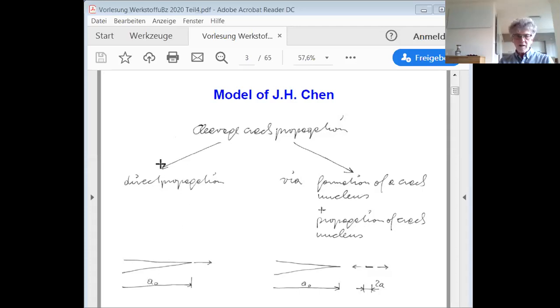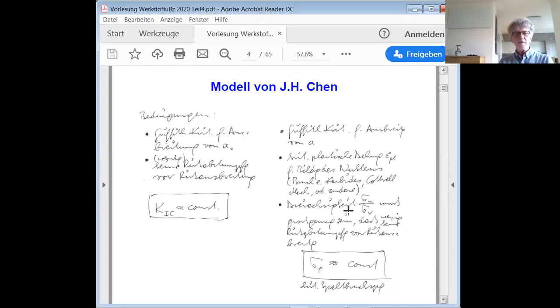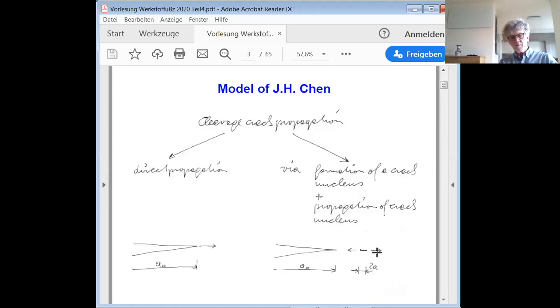Direct propagation, and via formation of a crack nucleus and propagation of the crack nucleus. I describe now the part where we have direct propagation. We have the following conditions for direct propagation. The Griffith criterion for the extension of the initial crack with the size a0 must be fulfilled. Then we must have a high stress triaxiality so that the initial crack does not blunt before a crack extension is possible. And we will see later that for the direct crack propagation, we get a criterion that the stress intensity is approximately constant.